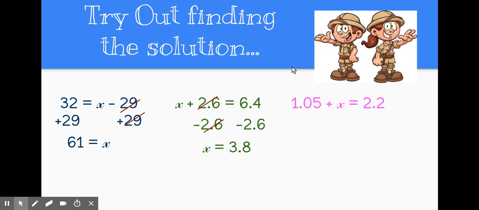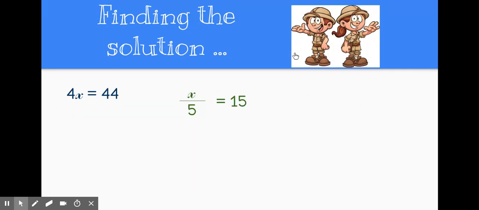Try out one more. 1.05 plus x equals 2.2. Hopefully, you subtracted 1.05 from both sides of your equation, simplifying to x equaling 1.15. Now, what if we have multiplication and division equations?